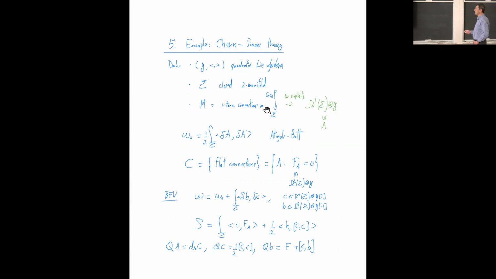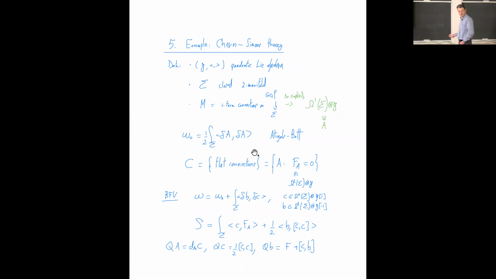Now, the fields here are connections for this principal bundle, which with my choice are just the algebra-valued one-forms. Then you have the Atiyah-Bott symplectic structure. Use this formal writing: this delta A should be thought of as a basis of differentials, in a very formal sense. You have a pairing between two algebra-valued one-forms, and this pairing is symmetric and non-degenerate.